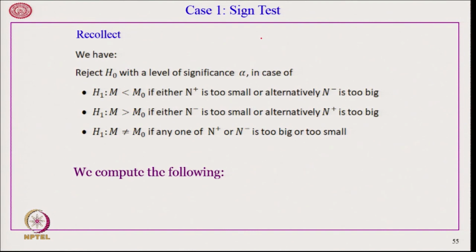We know that we reject H naught with a level of significance alpha if, when m less than m naught is my alternative hypothesis, then we shall look at n minus, and that should not be too big. But if m greater than m naught is the hypothesis, then we shall look at whether n plus is too big or n minus is too small. So, let us compute the following.